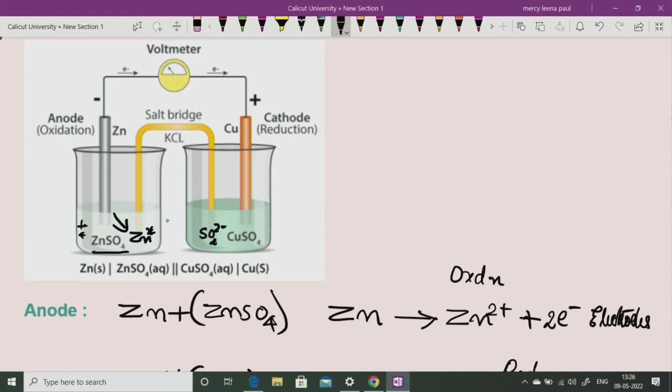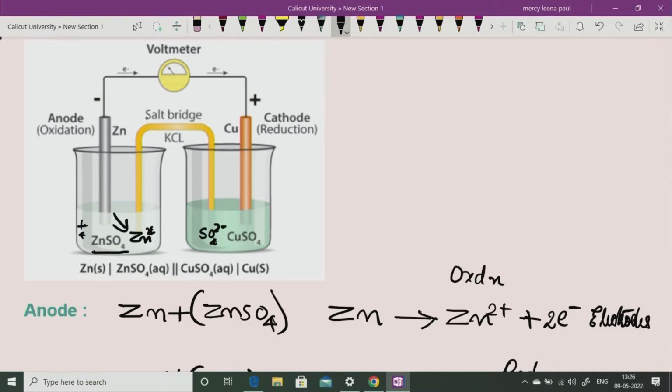In short, you can see that the anodic solution is getting positively charged and the cathodic solution is getting negatively charged. So, what happens is more and more zinc cannot come into solution. Here copper ions cannot get discharged as copper metal. Now, this accumulation of charges is prevented by an arrangement known as a salt bridge. See, here it is the salt bridge.